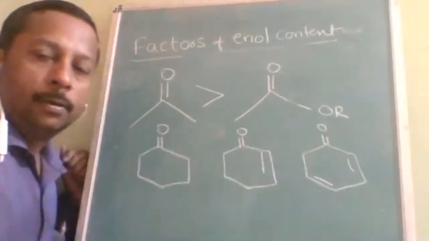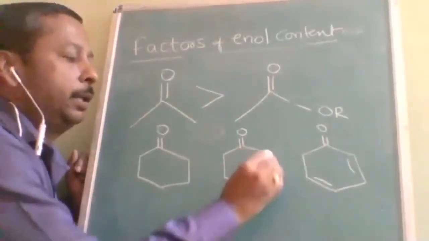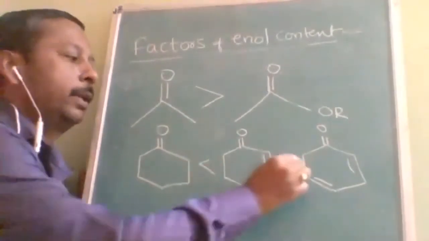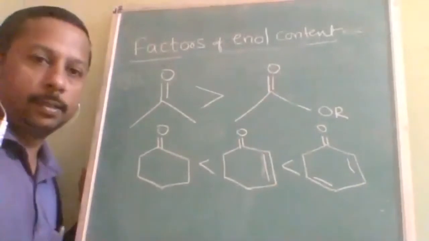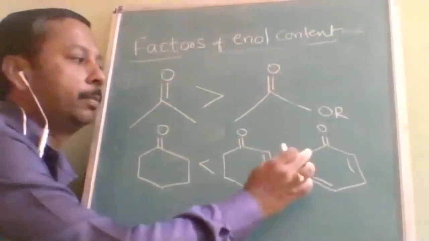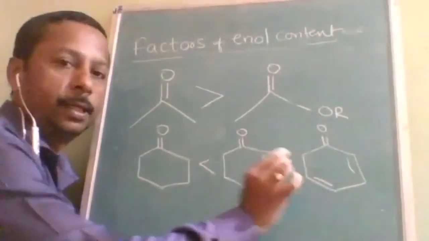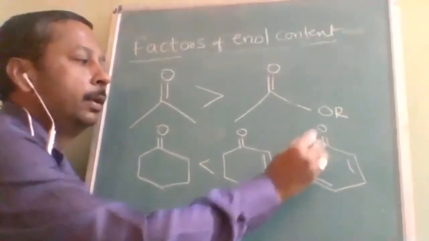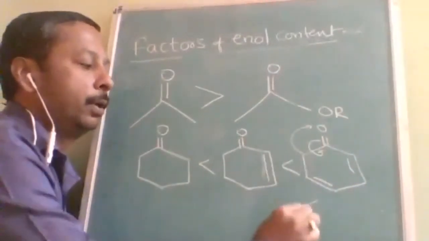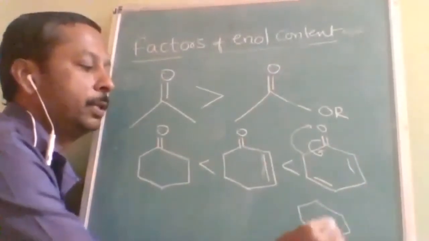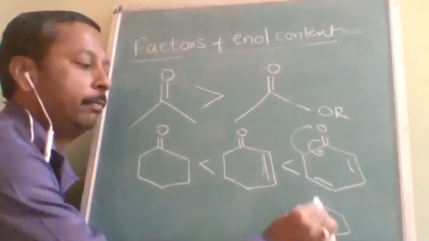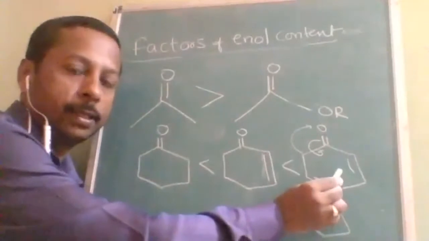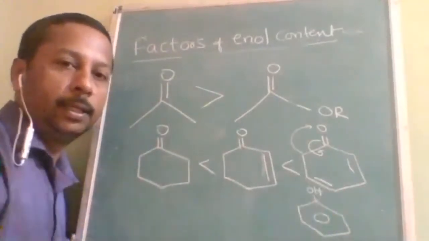Okay, if this is the question, where the enol content is in increasing order or decreasing order? So answer will be this one, number of conjugations. What is the reason? Number of conjugations. Suppose this is 100% enol content. Why? Because if this pi bond will come here and this hydrogen goes here, what is it going to form? The most stable benzene ring with the OH, phenol it is going to form. Okay, so it will never stay in the keto form, 100% in the enol form.